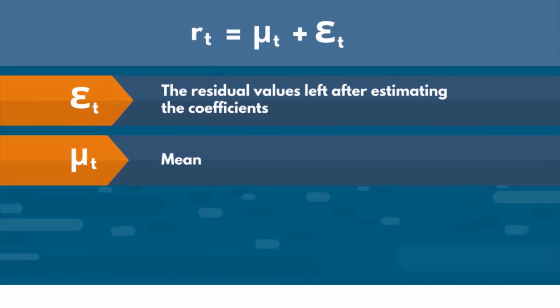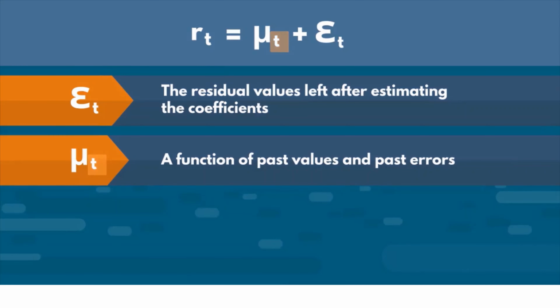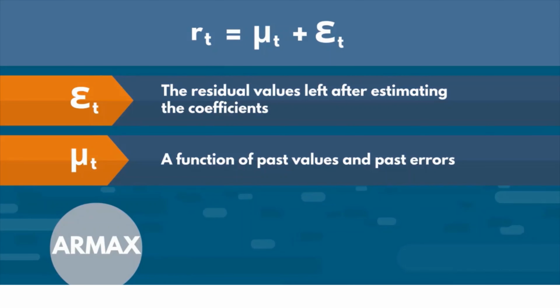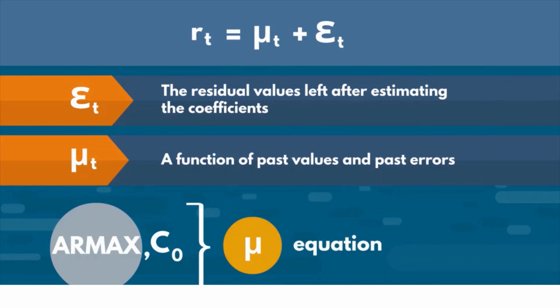The mean is a time series, as you can tell by the t-index, so it doesn't have to be 0 or any other fixed constant. It can actually be a function of past values and past errors. In other words, the mean can be modeled using an ARMAX model. Of course, whether the mean is measured via an ARMAX model or is a constant value depends entirely on the dataset. Hence, the need to have the mean equation.